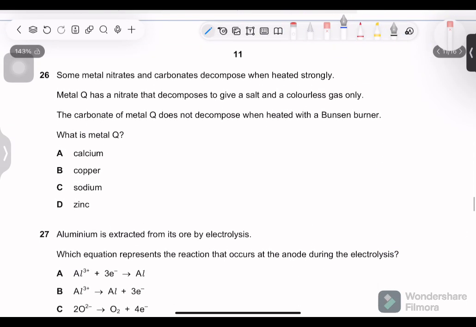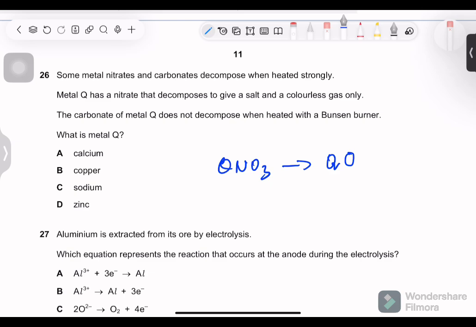Some metal nitrates and carbonates decompose when heated strongly. Metal Q has a nitrate that decomposes to give a salt and a colorless gas only. The carbonate of metal Q does not decompose when heated with a Bunsen burner. What is metal Q? So QNO3 will give us what? QO. Or if you look at the second statement, the carbonate of metal Q does not decompose when heated with a Bunsen burner, so it cannot be decomposed thermally.